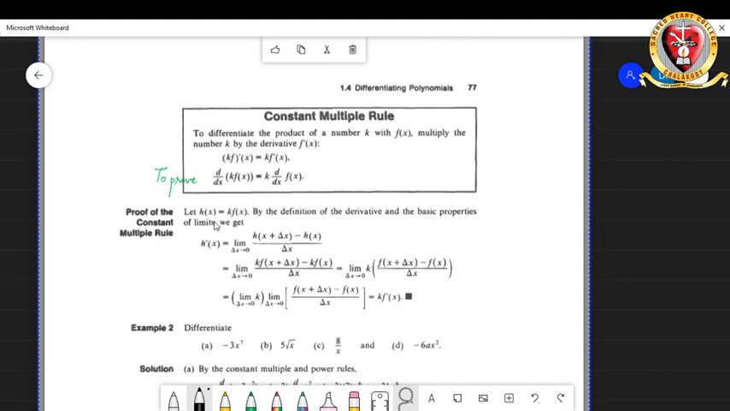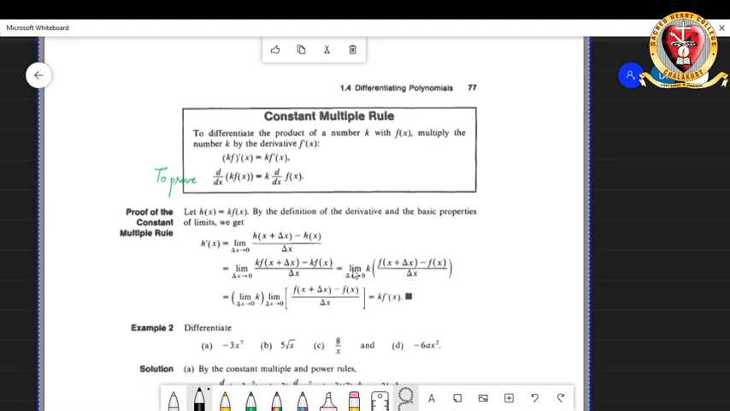So to prove that, assume that h of x is a new function which is equal to k into f of x. Suppose its derivative exists. So we know that h dash of x is equal to, by definition, limit delta x tends to 0, h of x plus delta x minus h of x divided by delta x, which is equal to limit delta x tends to 0, k into f of x plus delta x minus k into f of x divided by delta x, which is equal to limit delta x tends to 0. You can think of k as one term, and the second term will be f of x plus delta x minus f of x divided by delta x.